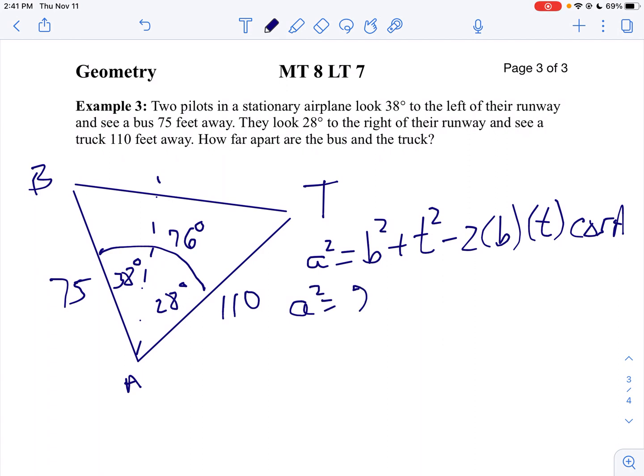So substitute that in. 75 squared plus 110 squared minus 2 times 75 times 110 times the cosine of 76. Oh, hold it. That's 66, isn't it? 3 plus 2 is 5. Sorry about that. Back that up. Make that 66.